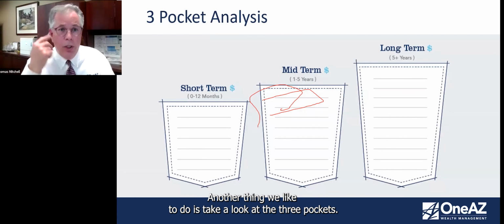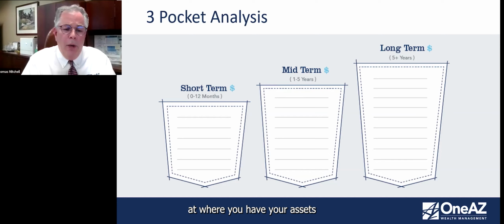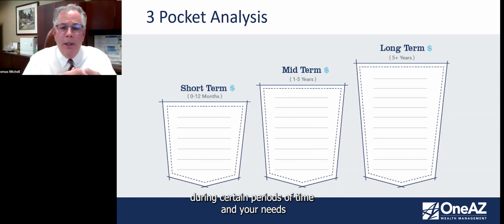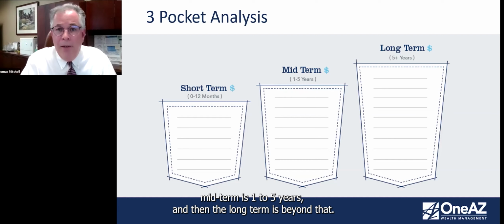Another thing we like to do is take a look at the three pockets. The three pocket analysis is taking a look at where you have your assets during certain periods of time and your needs, okay? And their pockets, meaning short-term would be that less than a year, mid-term is 1 to 5 years, and then the long-term is beyond that.